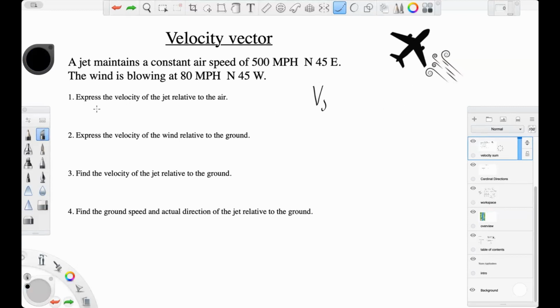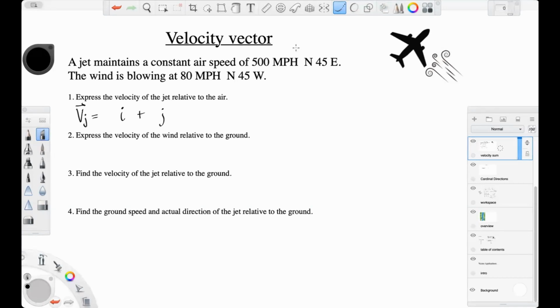All right, so let's start to break this down a little bit. So part one says express the velocity of the jet relative to the air. And so what that's asking for, it's saying take the velocity of just the jet relative to the air. So ignore the wind for right now. We're just going to think about the airspeed of the jet, and we're going to break it down into its I and J components. That's going to be the first step. And in many of these problems, that's going to be the first step, is breaking down each of the vectors into I and J components.